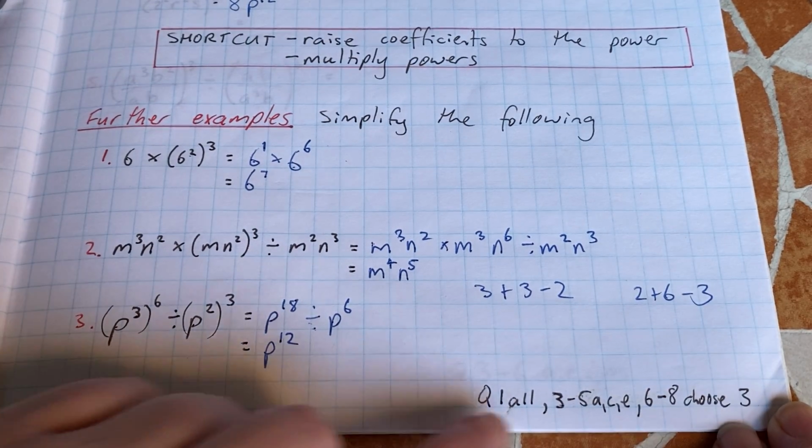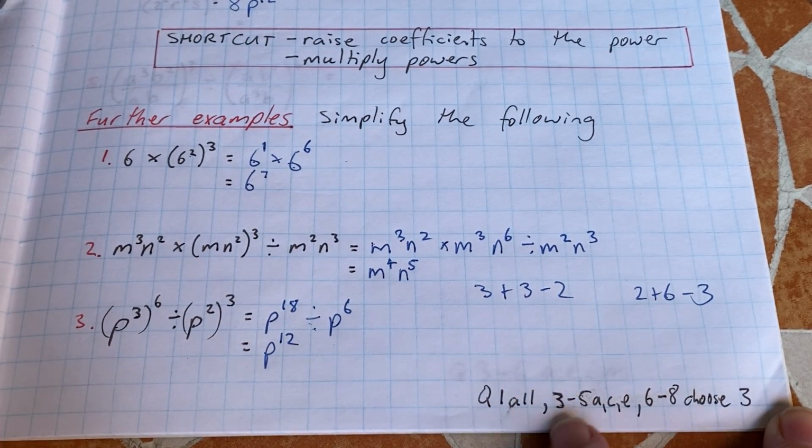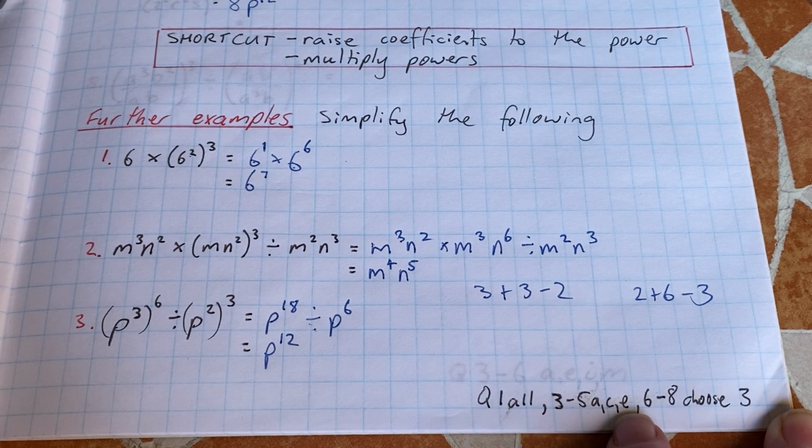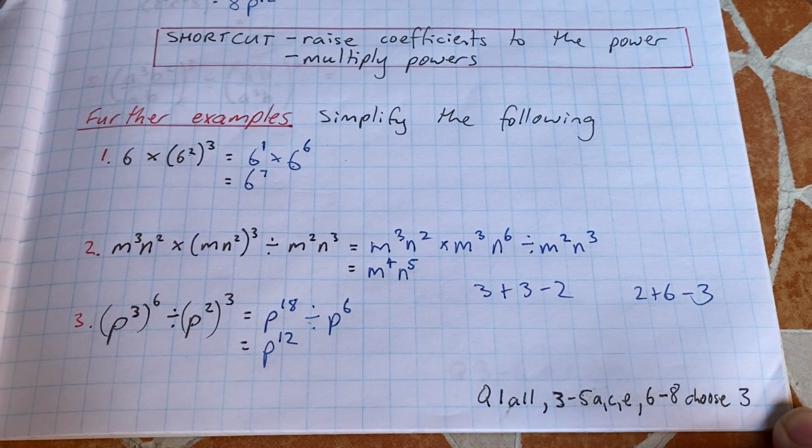Okay, again, so question 1, I want you to do all of them. Questions 3 to 5, just A, C, and E only. And questions 6, 7, and 8, choose 3 from each.